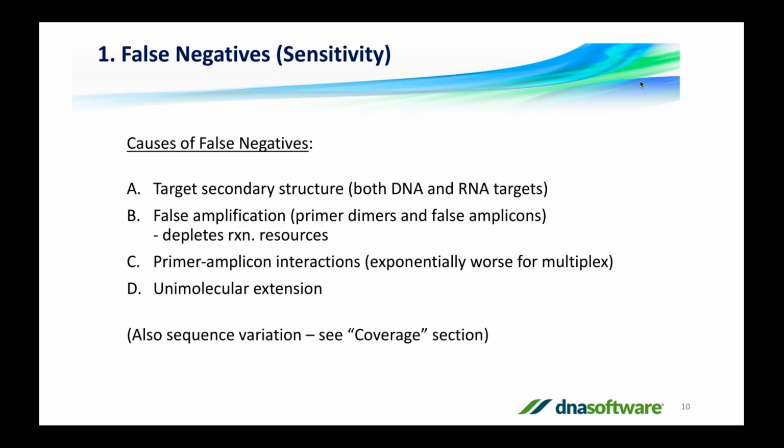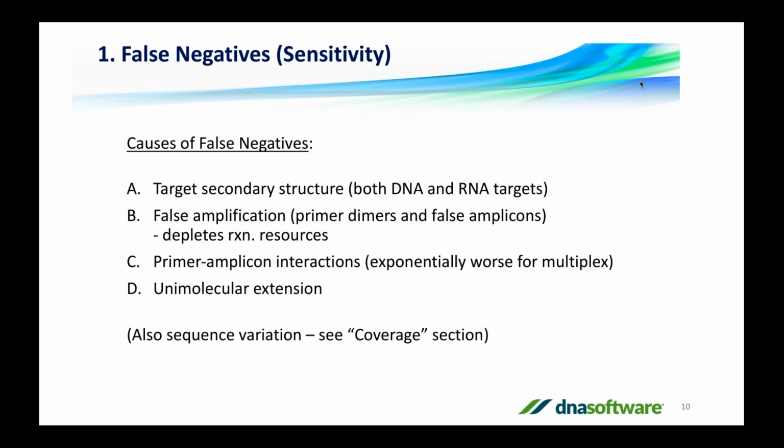All right. Okay, so the first topic is about false negatives, and that has to do with sensitivity of assays. So what are the major causes of false negatives? It's widely known, this first cause, A, is that target secondary structure can inhibit primer binding, and that's particularly true for RNA targets, but often true as well for DNA targets. So we'll cover that topic in detail.